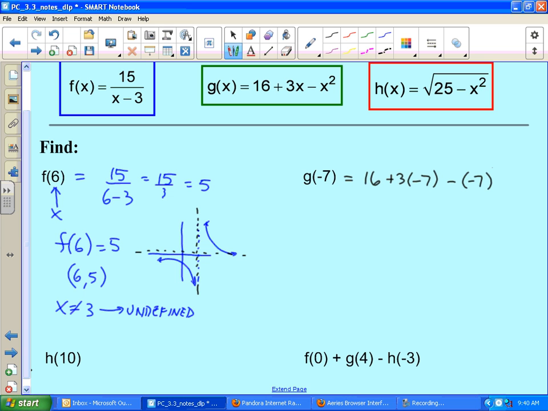Oh, you got to be careful right there. That's where you got to be careful. Look at that. The negative 7 is the x. The negative in front of that x is not being included in the power of 2. So you have a negative 7 squared, but then there's a negative out front, which makes it a negative 49. So I should have a 16 minus 21 minus 49. And that makes negative 5 minus 49 is negative 54.